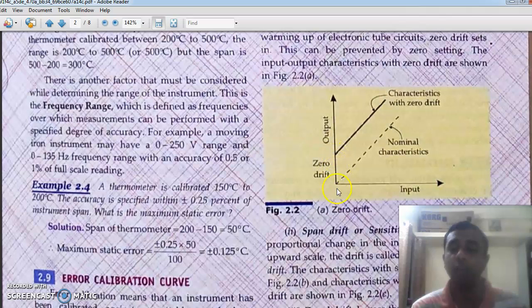The output initially has a value. So the characteristics, ideally, should be this way, but the characteristics also shift by this much. That is the zero drift. Another drift is called span drift.